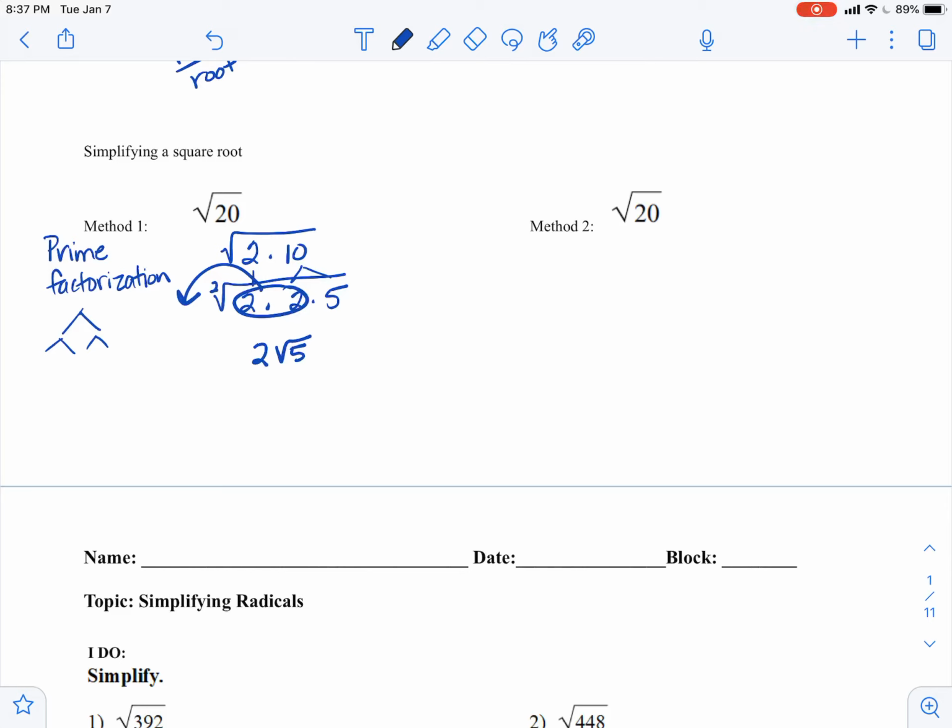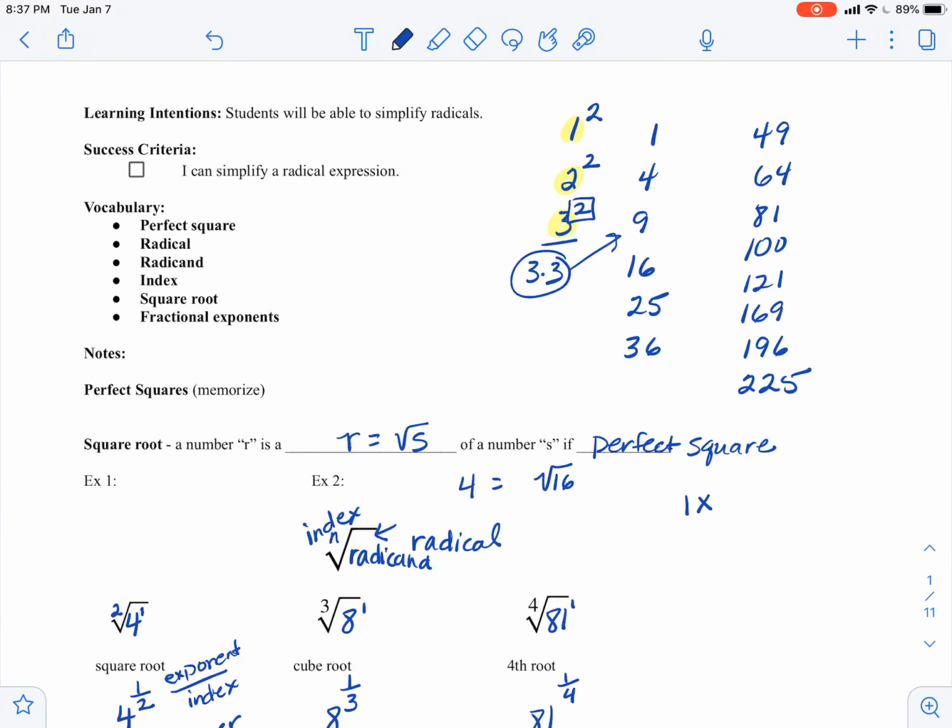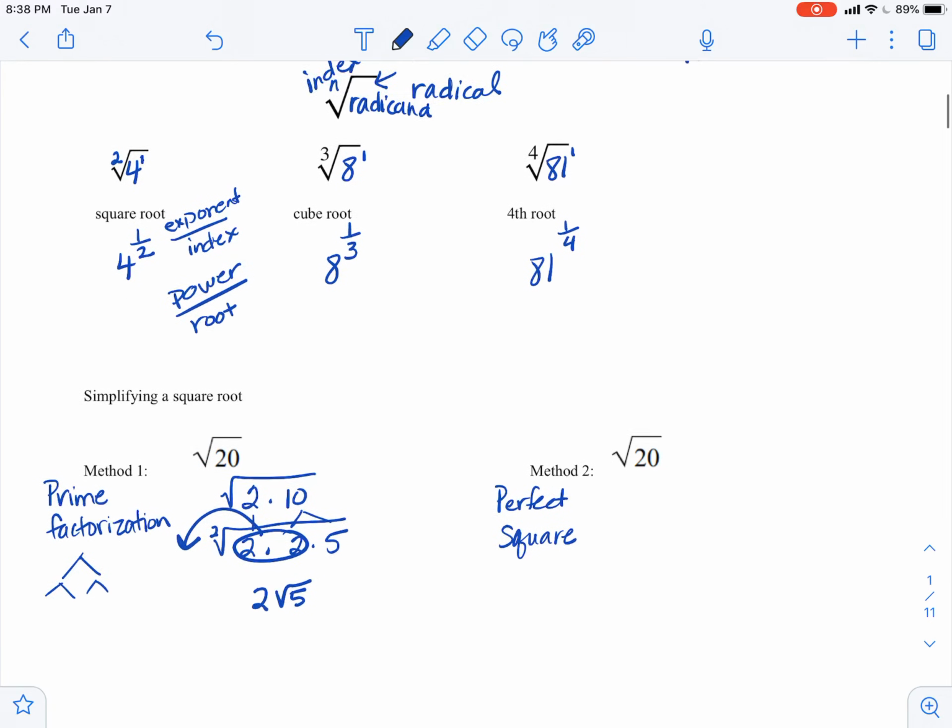That, again, is not my favorite. My favorite way is to do it by perfect squares. Because I have these perfect squares memorized, I mentally say which one of these numbers is the largest number that will go into 20. So I just start going through there. Well, yeah, 1 will, yes, 4 will, 9 won't, 16 won't. Well, now I'm already up to 20, so 4 is my biggest number.